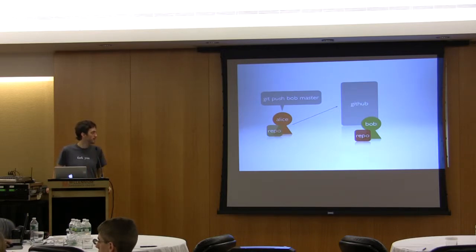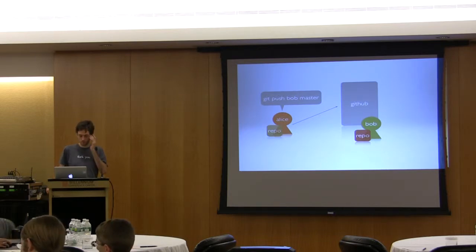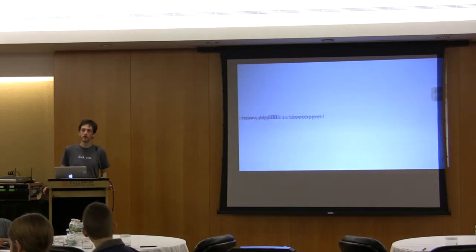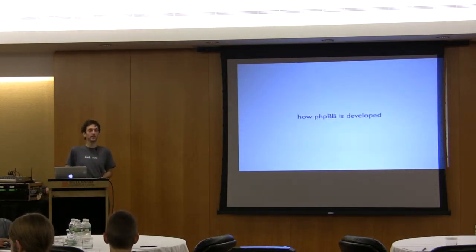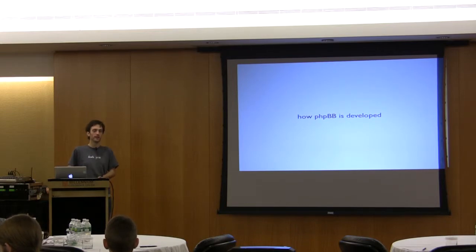So if you're not confused by now, you probably will be now. Who of you have ever taken a look at the branching model of phpBB? There's a fancy graphic which is really hard to understand. I will try to explain to you why this graphic is the way it is.